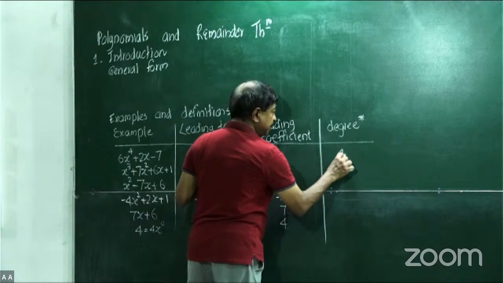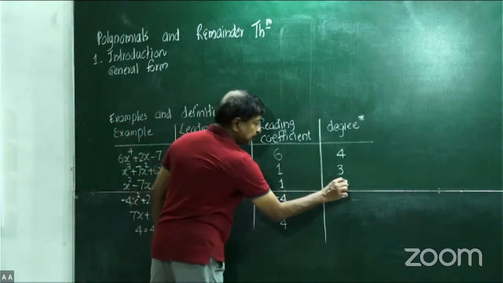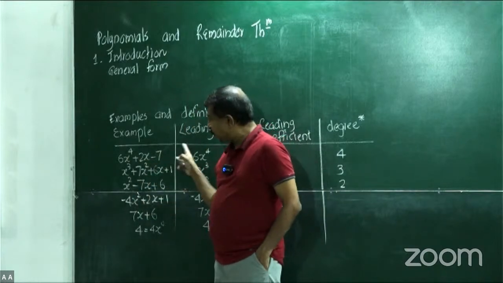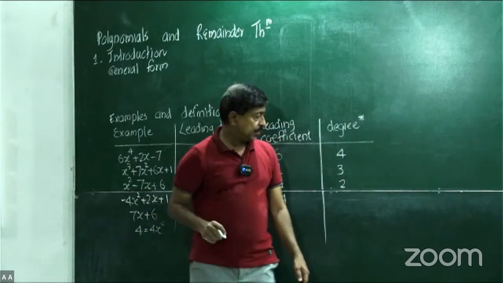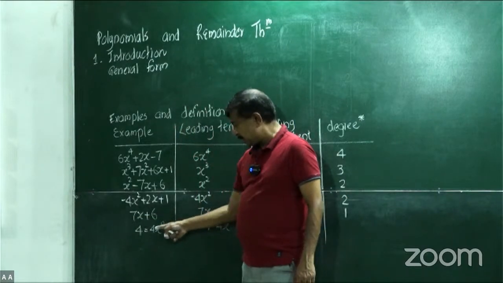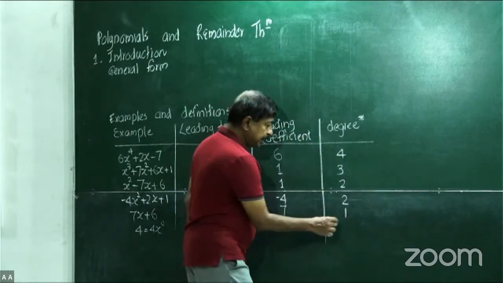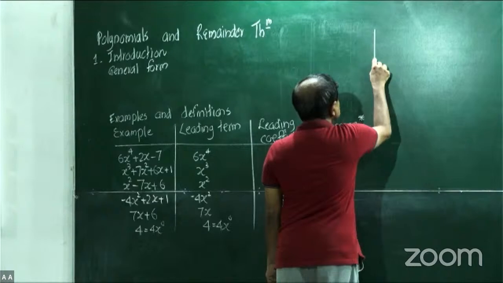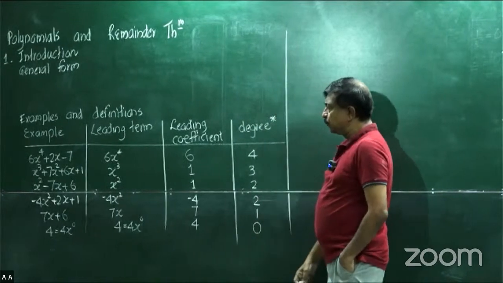It is 4. It is 3. In this case, the degree is 2. Here the degree is 2. Look, the highest power appearing in the polynomial is the degree, 2. Here it is 1. So it is 2, 1. In the last case, there's only one term, and the power corresponding to that is 0. So here it is a 0 degree polynomial. Right? Now, those are some definitions pertaining to polynomials.